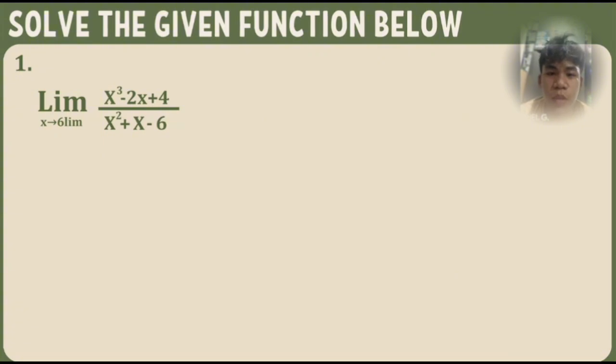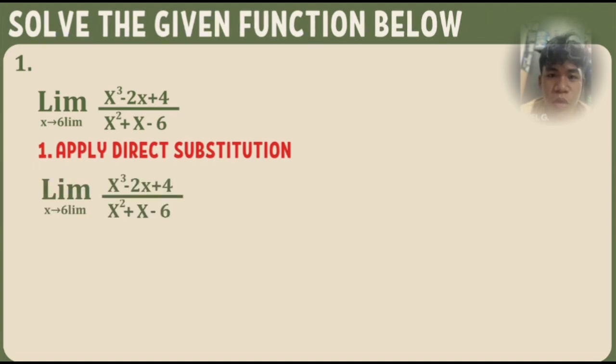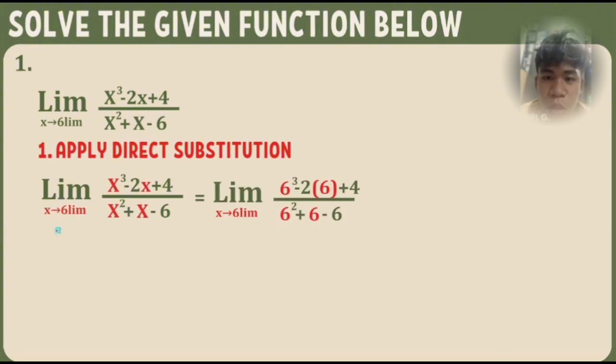Our problem number 1: we have the limit of x cubed minus 2x plus 4 all over x squared plus x minus 6 as x approaches 6. Let's apply direct substitution. Rewrite the problem: the limit of x cubed minus 2x plus 4 all over x squared plus x minus 6. The problem becomes 6 cubed minus 2 times 6 plus 4 all over 6 squared plus 6 minus 6 as x approaches 6.